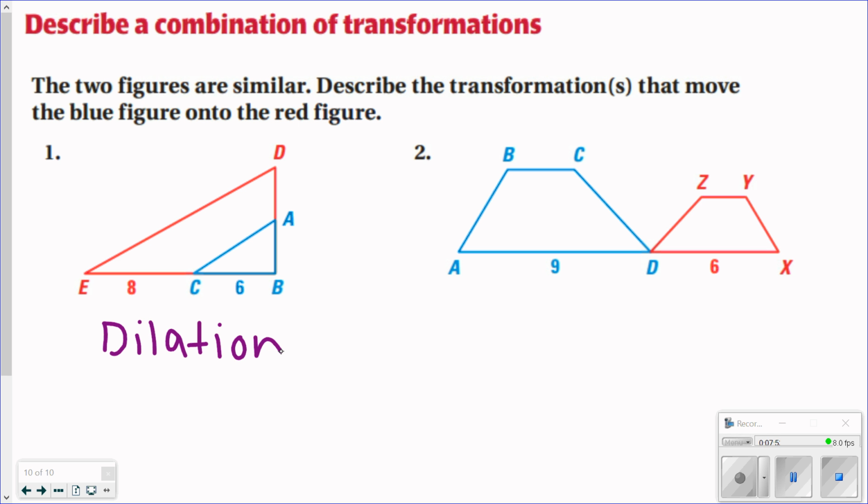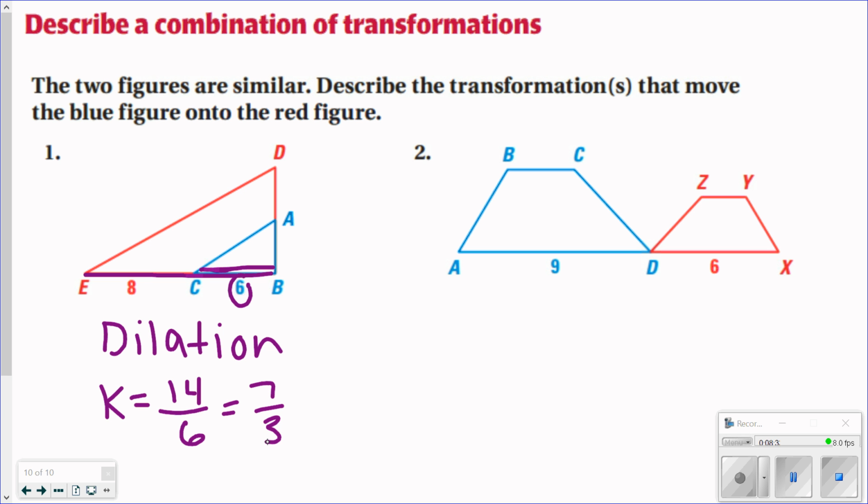And let's go one step further. What would the scale factor be? Well, our figure is going from small to large, so we know our scale factor has to be a number greater than 1. So I need to figure out the total length here for the red figure, and that would be 14 divided by the small side of this triangle, which we know is 6. I can simplify that to 7 over 3. And that is my scale factor.